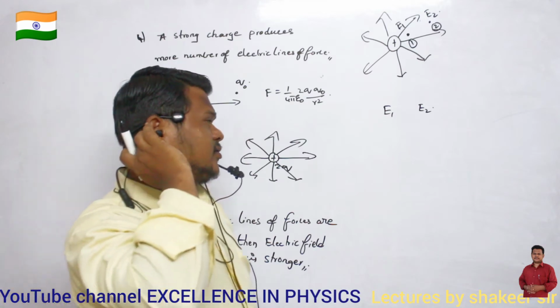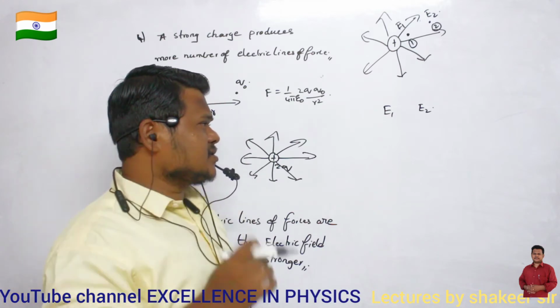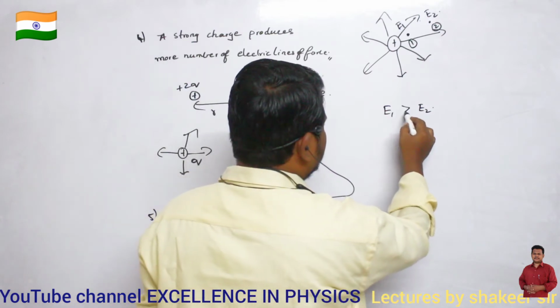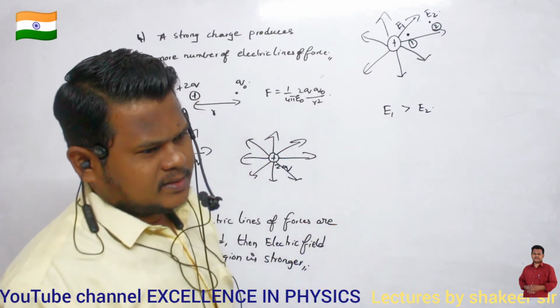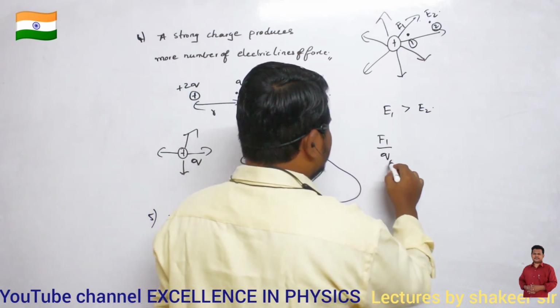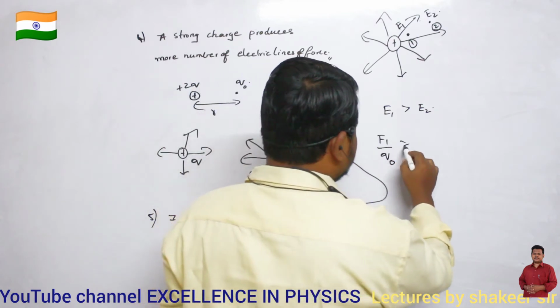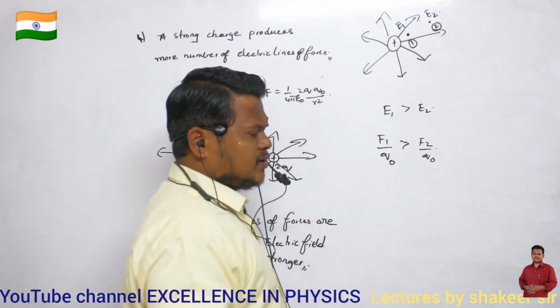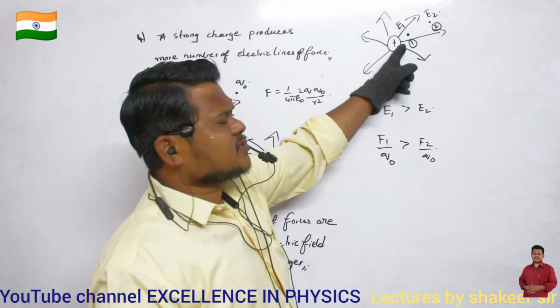E1 is equal to E2, E1 is greater than E2, or E1 is less than E2? E1 is definitely greater than E2, no? What is the reason? E means force experienced per unit test charge. So this must be greater when compared to F2 divided by q naught. Why is the force of attraction at the first position greater?